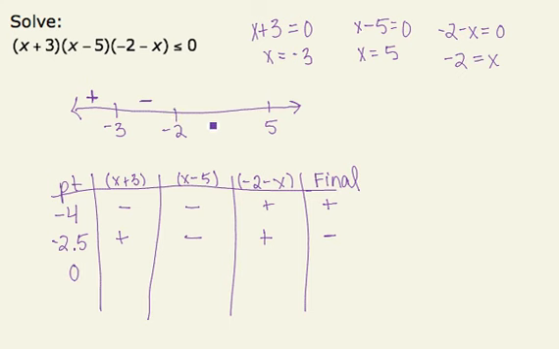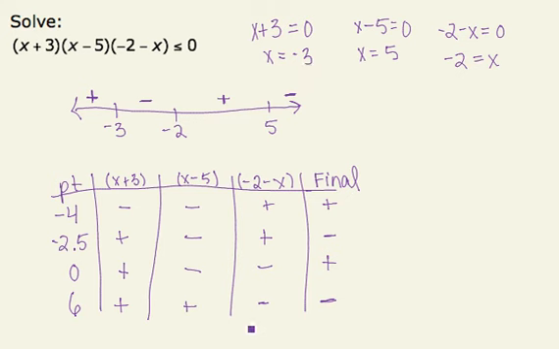I'll test 0 because that's the easiest point in between negative 2 and 5, getting positive, negative, and negative values. So multiplying those three, I get a positive. And finally, I'll test 6. 6 plus 3 is a positive, 6 minus 5 is a positive, and negative 2 minus 6 is a negative value. Multiplying those three, I get a negative.